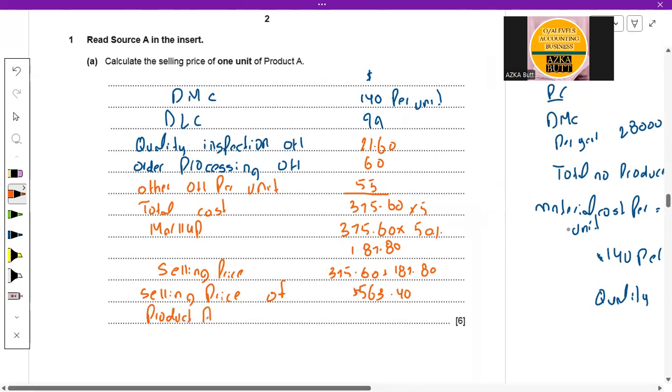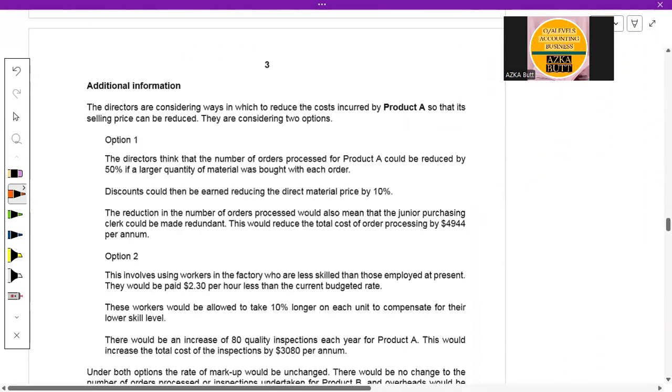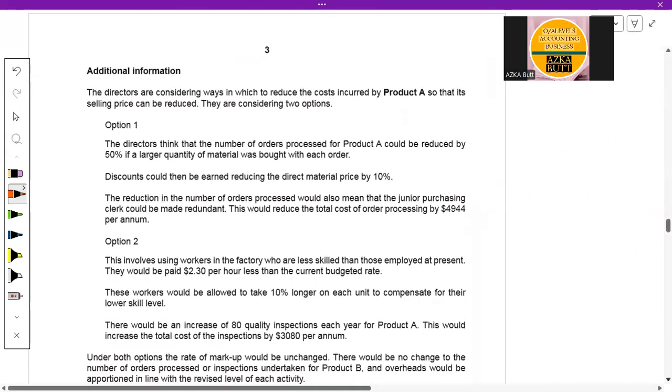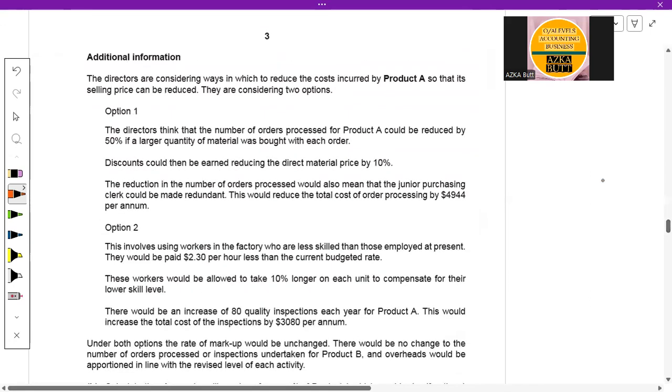Okay, so we are done with this question. Now let's see the other question. So we have some additional information, and we have to calculate the change in selling price of one unit of product A, which would arise if option A was implemented. Okay, so now let's see what option one we have. So directors are considering ways in which to reduce the cost incurred by product A so that its selling price can be reduced. So they are considering two options.